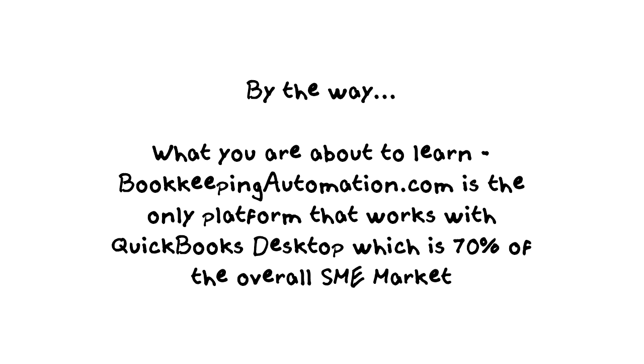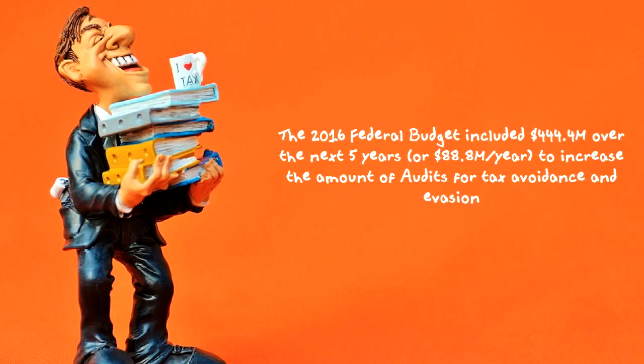By the way, what you're about to learn is leveraging our platform, Bookkeeping Automation. It is the only platform that works with QuickBooks Desktop, which is 70% of the overall small and medium enterprise market space. What you'll see in this presentation, we are literally the only one I've seen that does this. So this could be a virtual monopoly for what you're doing, a huge chunk of the marketplace. Once again, QuickBooks Desktop is roughly 70 to 72% of the overall marketplace of accounting systems for small and medium enterprises.